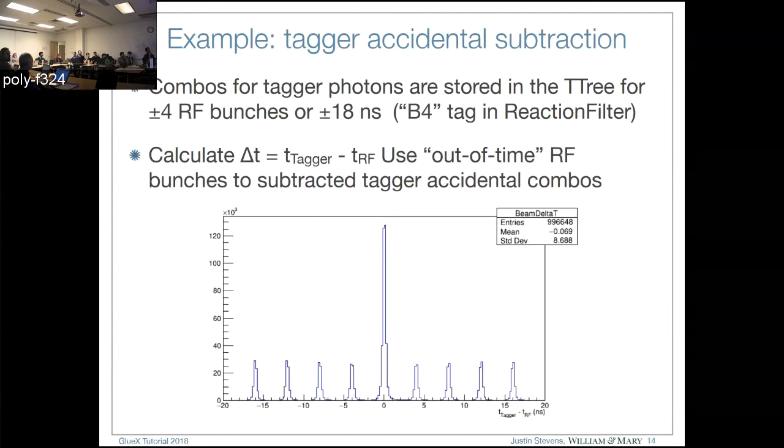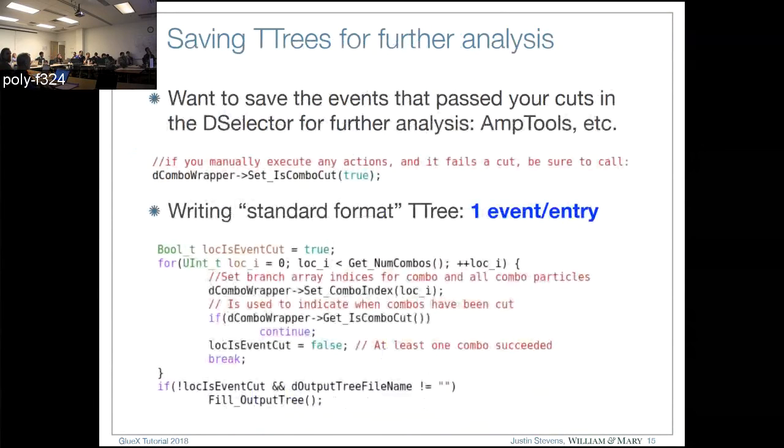So the distribution for that looks something like this, where the signal peak is at 0, this is tagger time minus RF time, where you measure the time of the tagger hit minus the RF time chosen by one of the tracks in the event. And you can calculate this delta t, and these are the signal events, and these are background or samples that approximate the background under the signal peak. So you can use these out-of-time ones on the sides to subtract off the background.